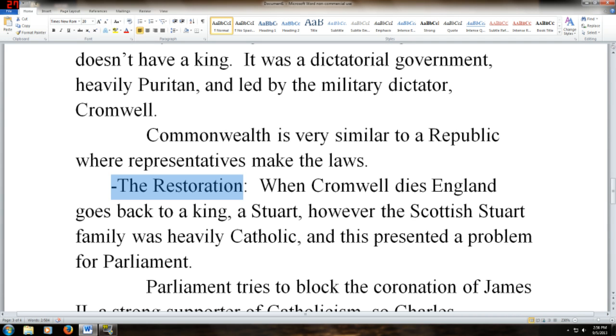However, this is still a bit concerning to the parliamentarians because the Scottish Stuart family is very heavily Catholic. The Scots' culture is very, very driven by Catholicism up in the northern part of the British Isle. And Parliament didn't want another heavy Catholic person like a Bloody Mary back on the throne because they were afraid that Parliament might start getting killed off by a Catholic monarch.